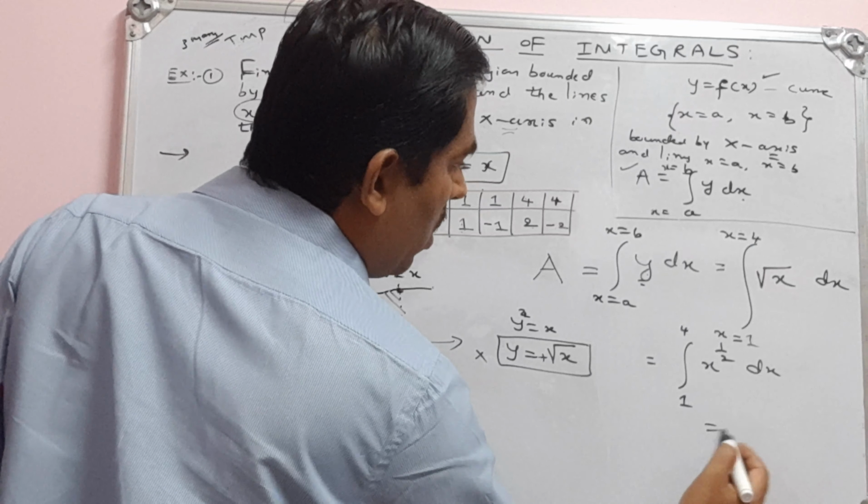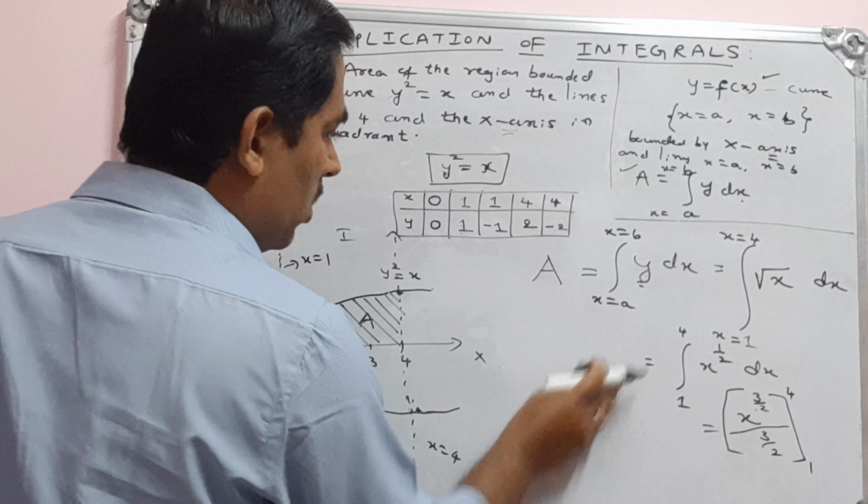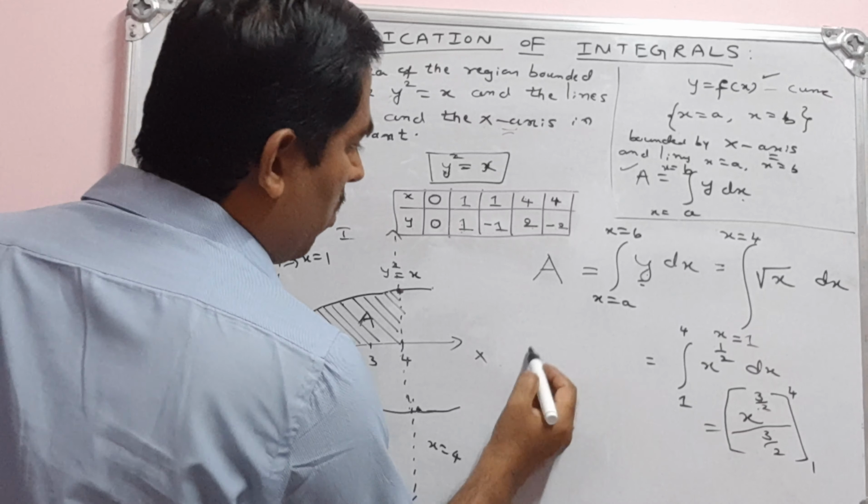Observe this, y is equal to what? This is root x. Y is equal to root x, and root x is x to the power of half. So integrate this, then upper limit minus lower limit. So that is, okay, I will continue from here.